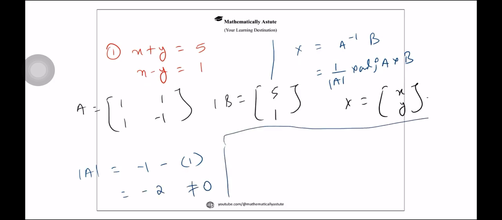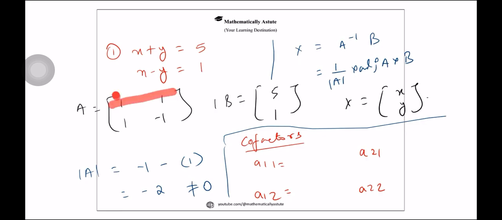After finding this, we will find the adjoint. I am using the cofactor method for finding the adjoint, which is a11, a12, a21 and a22. Before finding cofactors we will find minors. How to find it? Say a11, it means we need to hide the first row and the first column. If we hide the first row and the first column, we end up with minus 1. So we will write minus 1.